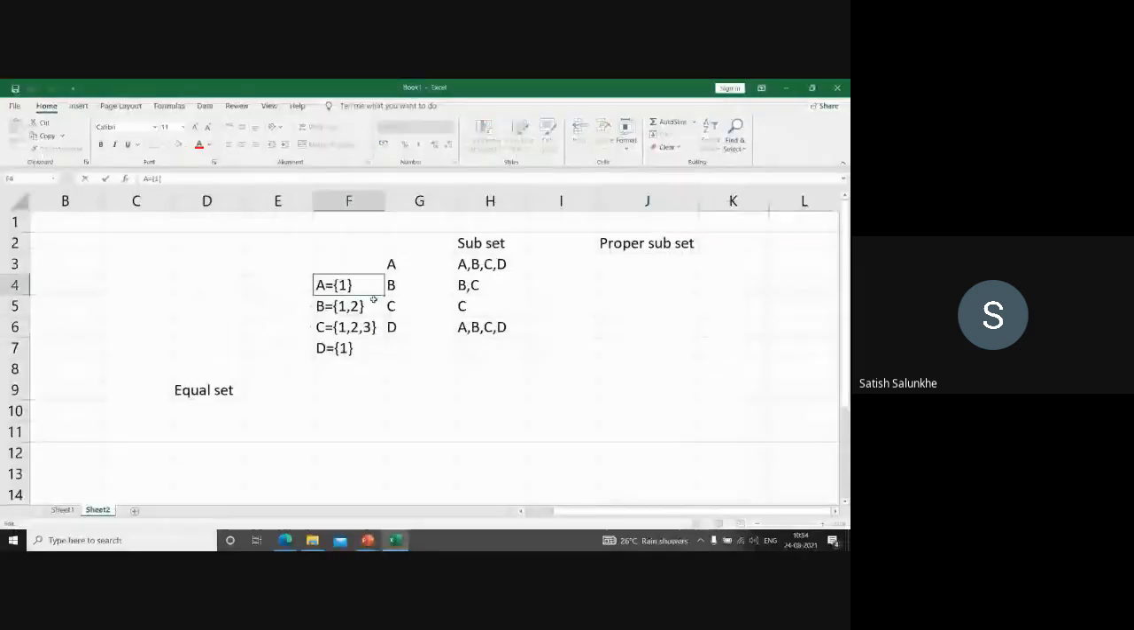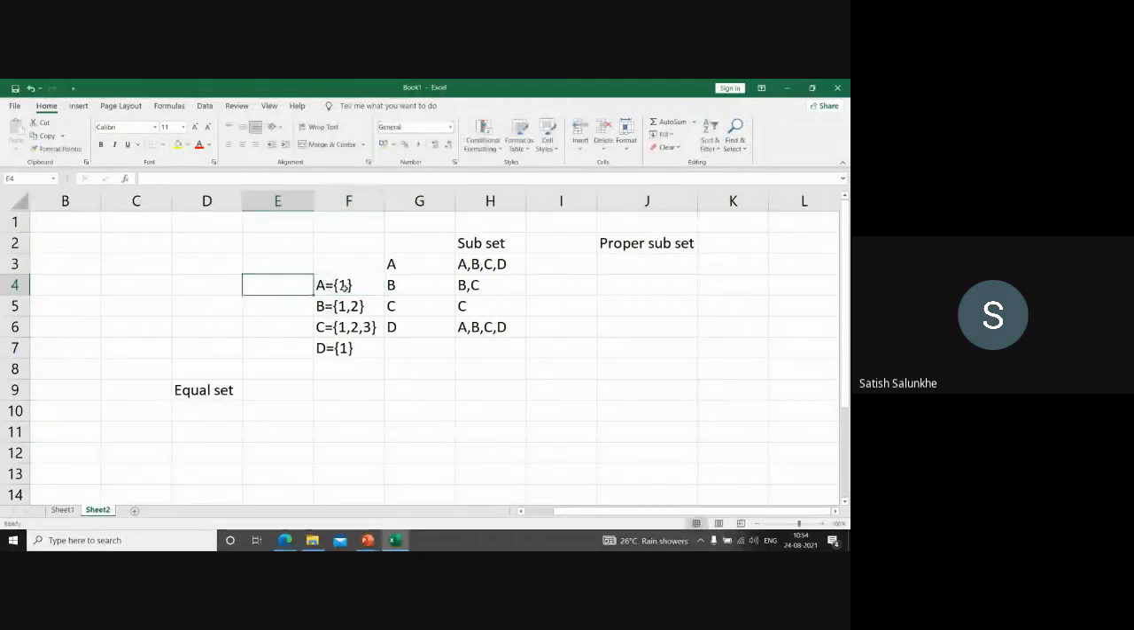Tell me now whether A is a subset of set B, yes or no? Yes. Now, I am asking again whether set A is a proper subset of set B, yes or no? Yes. I am asking now whether set A is a proper subset of set A. No. Why no? Because the number of elements are the same.